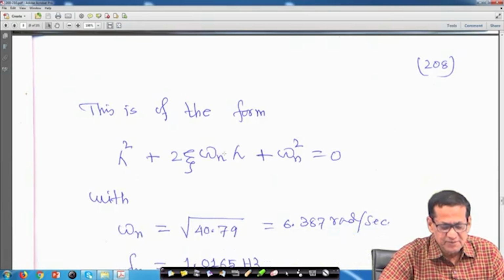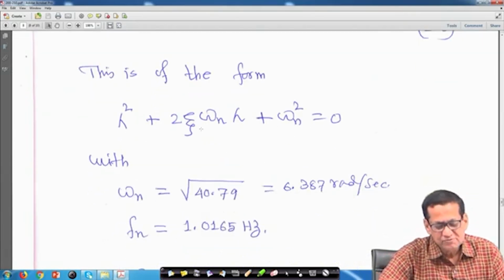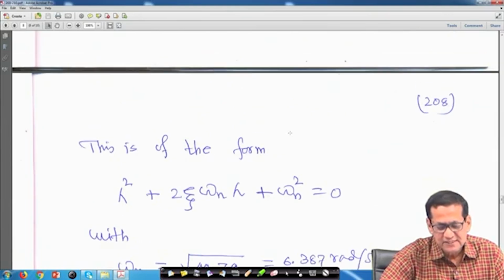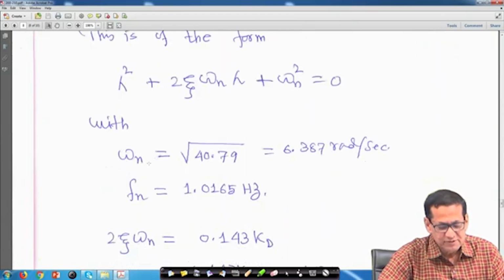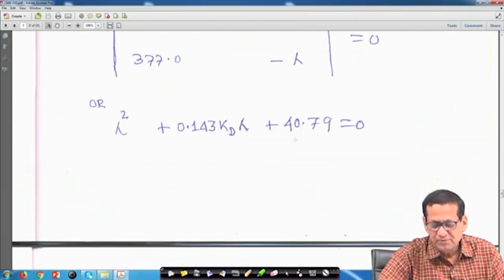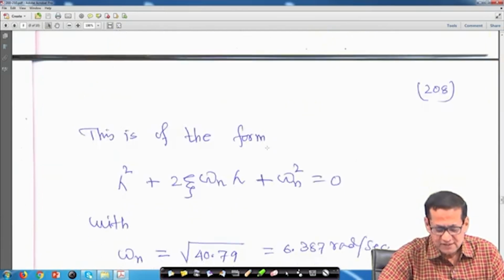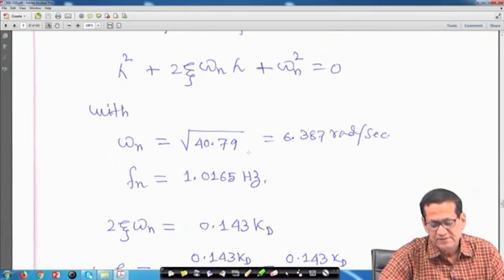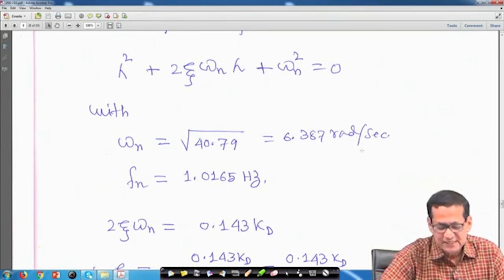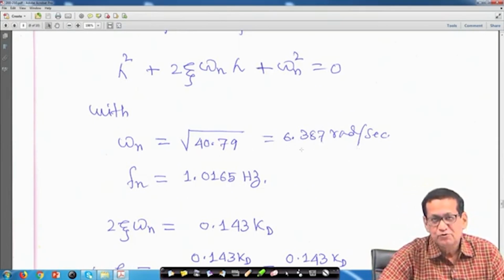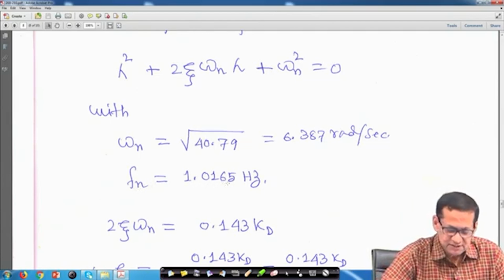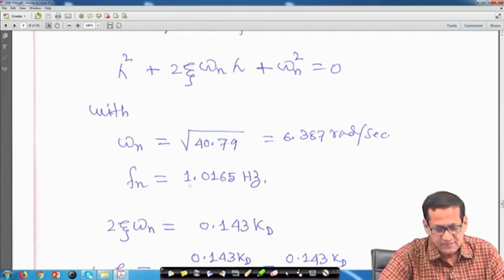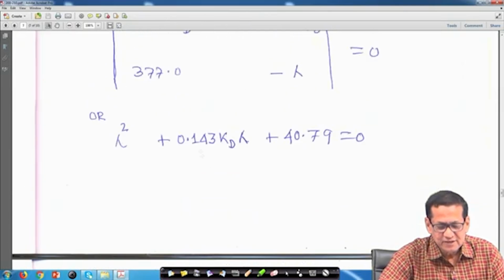Now, this equation is of the form lambda square plus 2 xi omega n lambda plus omega n square is equal to 0. If you compare, omega n square is equal to 40.79. So, omega n is equal to root over 40.79, that is 6.387 radian per second. If you divide by 2 pi, then the natural frequency f n will be 1.0165 hertz. And 2 xi omega n is equal to 0.143 kd.